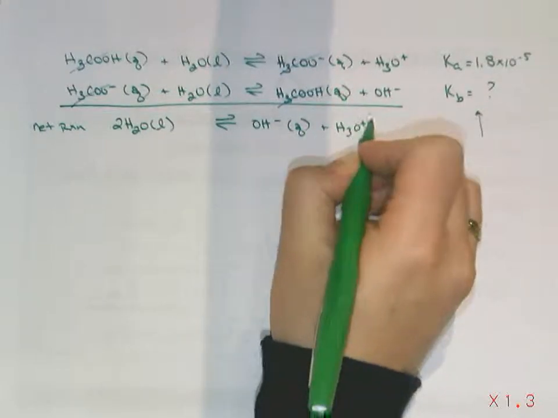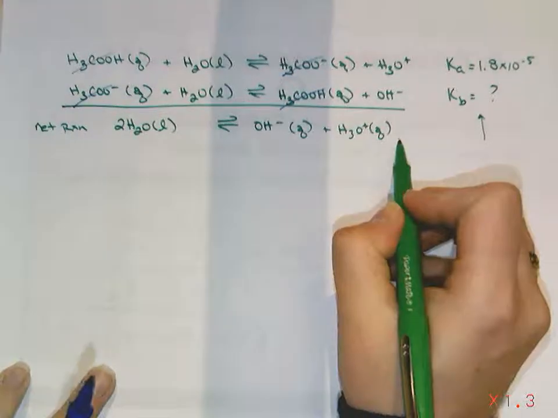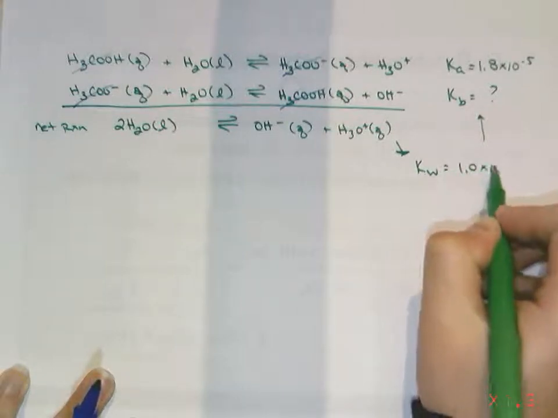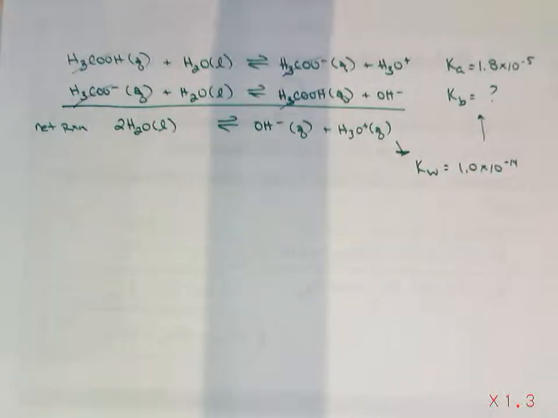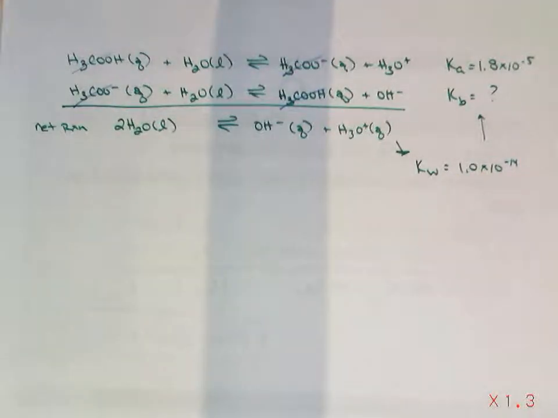So what reaction is that? My net, right? It's just the water dissociation reaction. So what is the equilibrium constant for that? 10 to the minus 14, overall. All right, so if I know Kw and I know Ka, how do I go about figuring out Kb? And that's it.